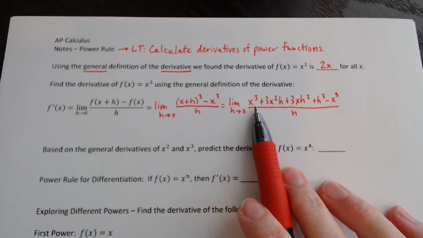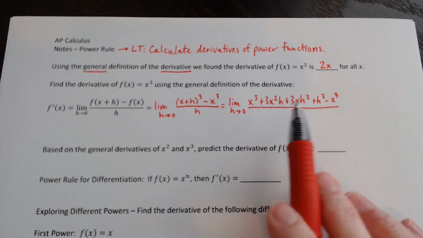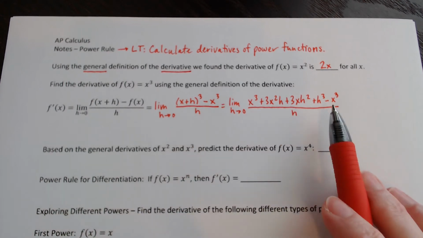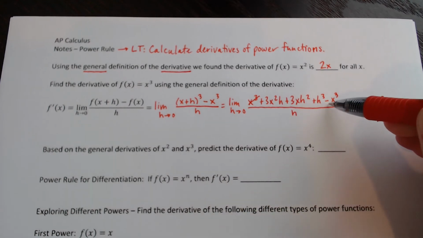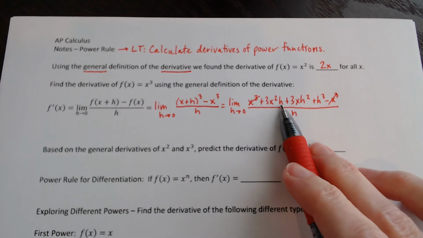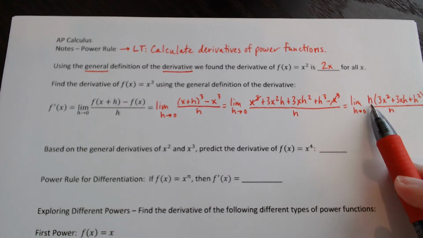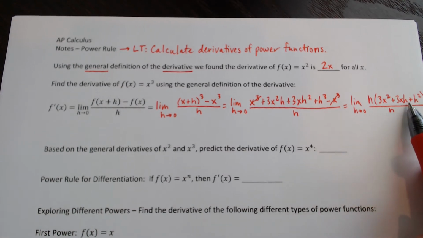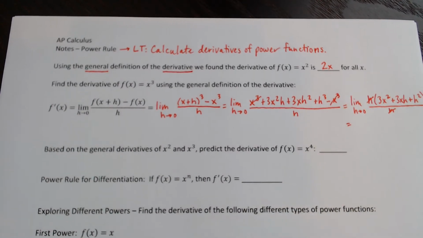That simplifies to x cubed plus 3x squared h plus 3x h squared plus h cubed. And then we remember to bring along our minus x cubed. And we can see right away, as usual, we've got some nice simplification that's going to happen here. That positive x cubed minus x cubed will cancel, and it looks like I can factor an h out of my numerator. When I factor the h out of the numerator, I'm left with 3x squared plus 3xh plus h squared, and that will now cancel with the monomial of h on the bottom, and we're ready to evaluate our limit as h goes to 0.